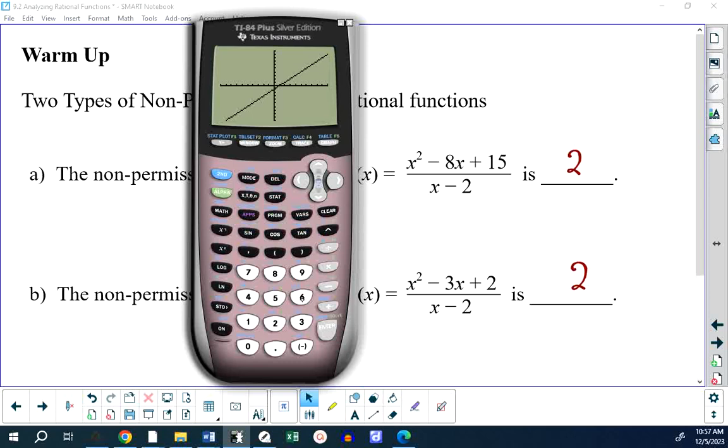Well, isn't that weird? It's a line, but it's not a line. I want you to think carefully about this, because a line is an infinite number of points. This is straight, but it's not a line because x cannot equal 2. Let me demonstrate something to you. If I set up my table and I start at 0 and go up by 1, I get an error at 2.